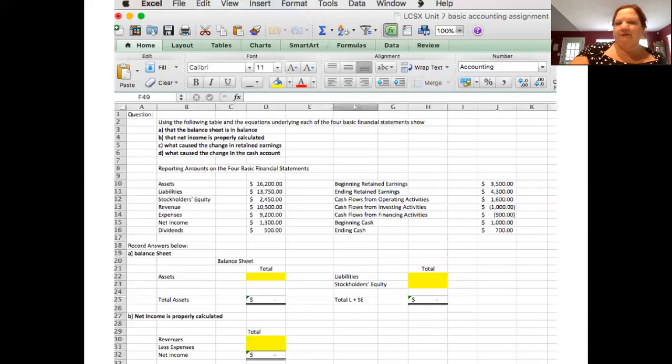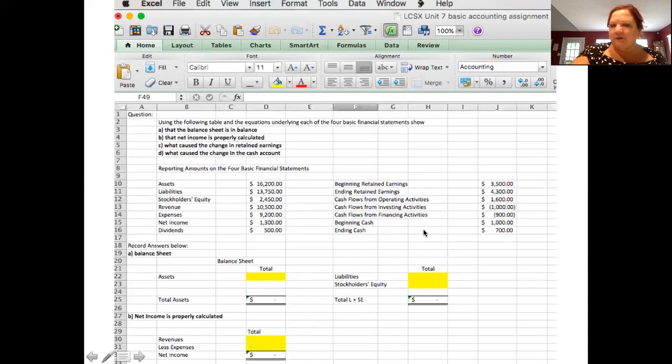This is an example. This is a screenshot of the Unit 7 mini assignment with the blanks. I am also posting a second video that shows you what to do. But pretty much what you're going to do is, you see right here where it says assets, 16,200, you're going to drop that number right into that yellow block. Where it says liabilities, 13,750, you're going to drop it right here into that yellow block. You don't have to get the numbers from anywhere else. They're all right here. So this is kind of like a matching kind of thing.